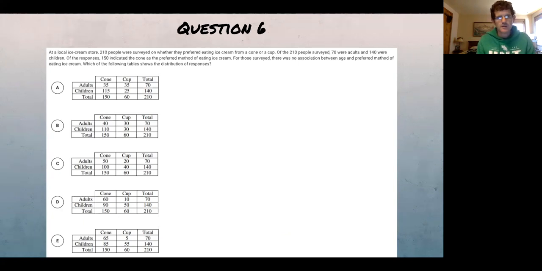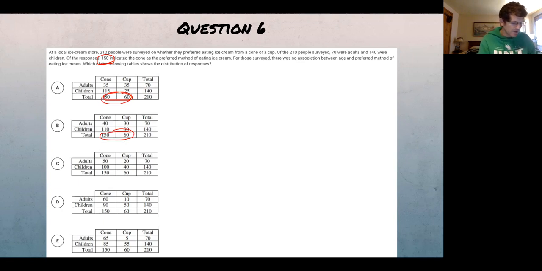So first of all, our age distribution, our marginal distribution on age was going to be 70 adults, 140 children, and that's found right here. All of these are the same, so that doesn't rule anything out. 150 indicated cone, which means 60 would have chosen cup. And again, that appears to be the same marginal distribution for all of them. So we're good on this so far.